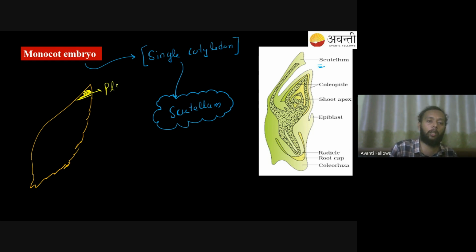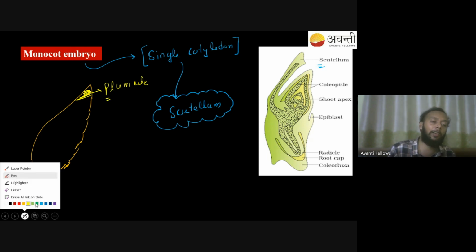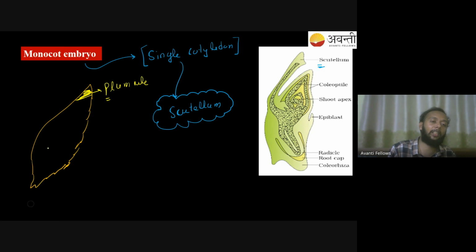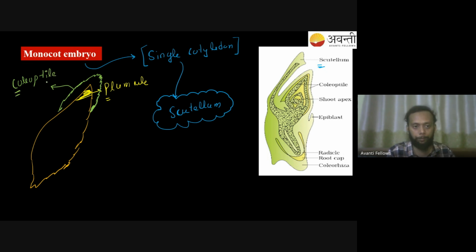Plumule चाहे monocot का हो या dicot का हो, you will find it has the same role, right? Now this plumule will have a covering of a sheath, and that covering of a sheath is called as my coleoptile. This covering of the sheath, covering the plumule, is called as my coleoptile. This sheath over here is called as my coleoptile, right?